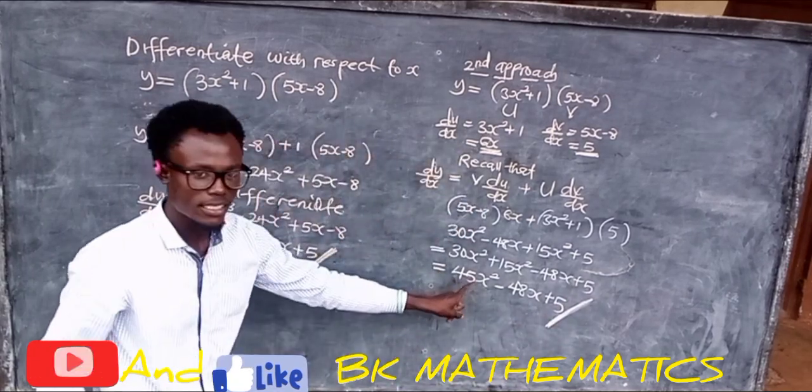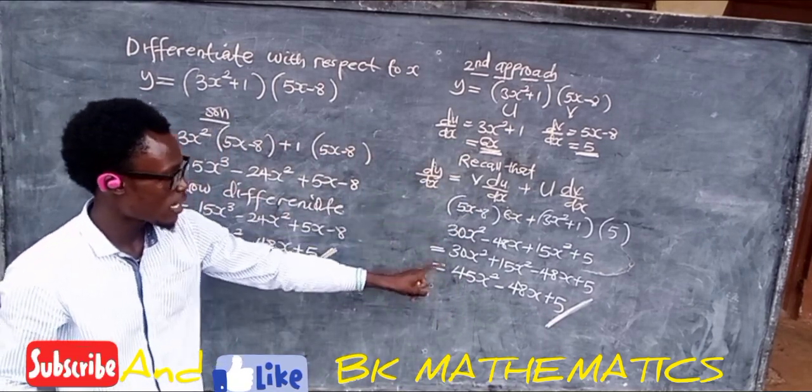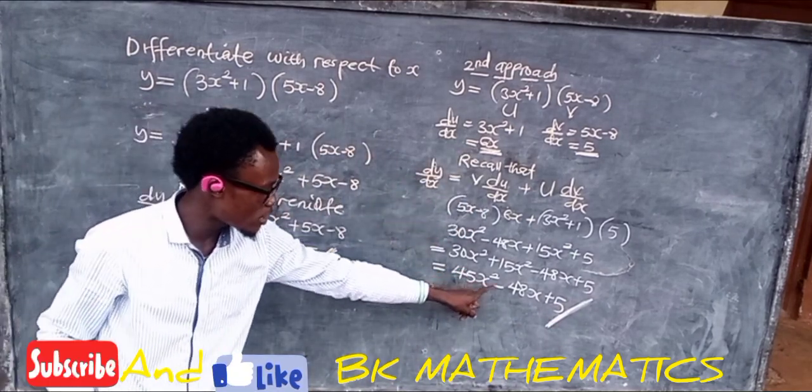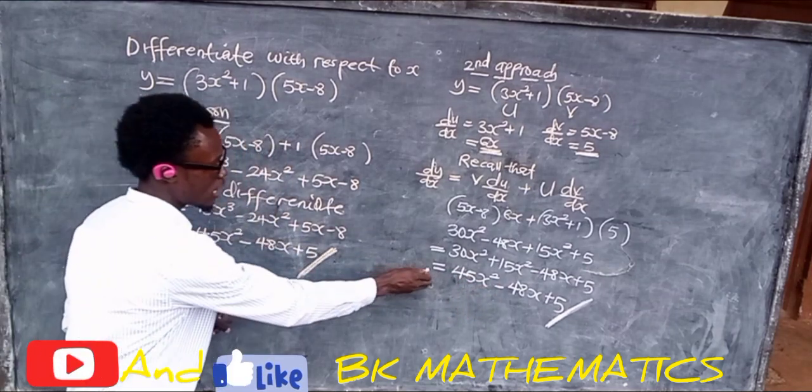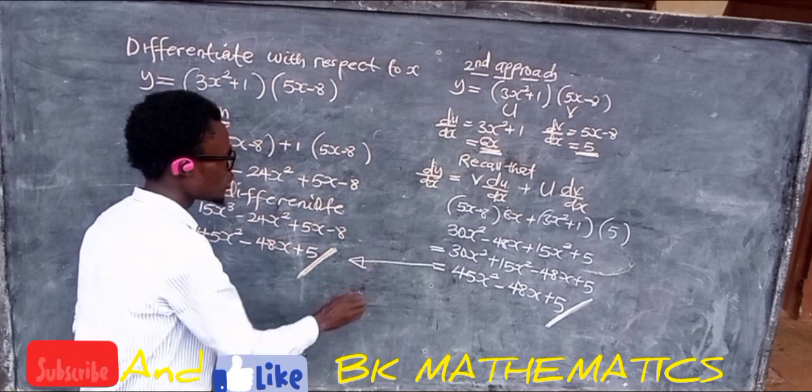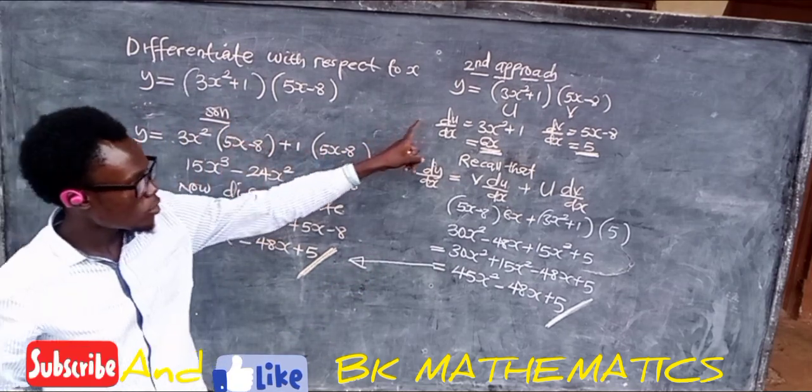Now you can see from these two approaches, you have the same answer: 45x squared minus 48x plus 5. It is also the same as this. You can compare and see they are the same. So this is the first method and this is the second method also.